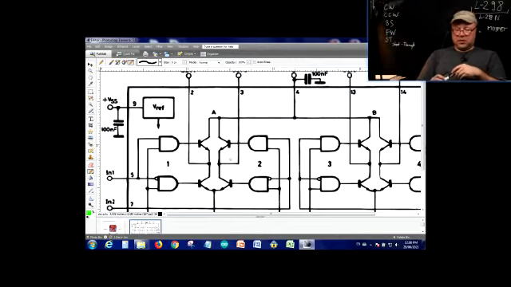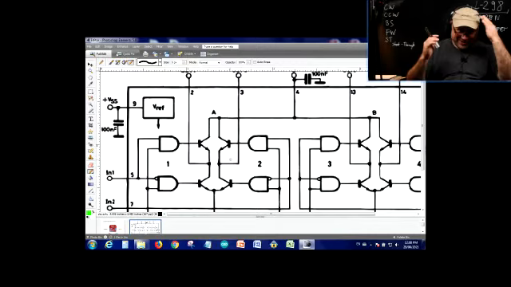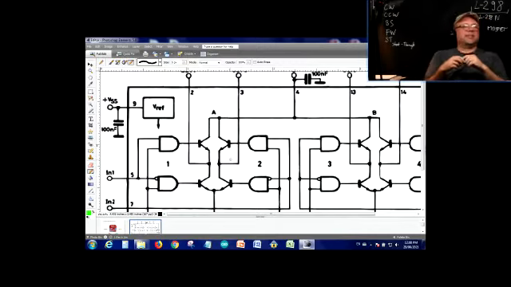MOSFETs consist of source, drain, and, oh man, I'm losing it today, and gate. Yeah, right. Gate is like the base, source is like the collector in a transistor, and drain is just like the emitter. That's for the MOSFETs. And these are these devices, like right here. They look like transistors, right?